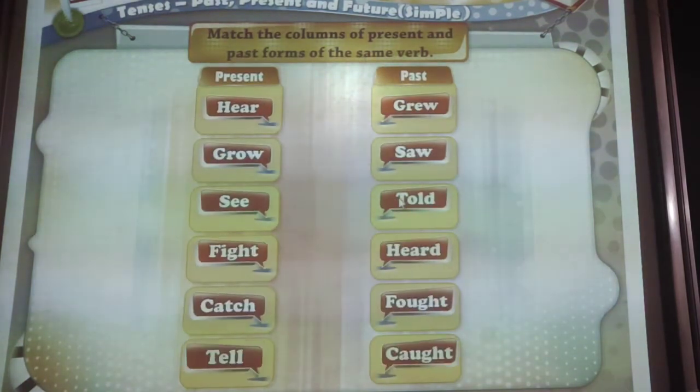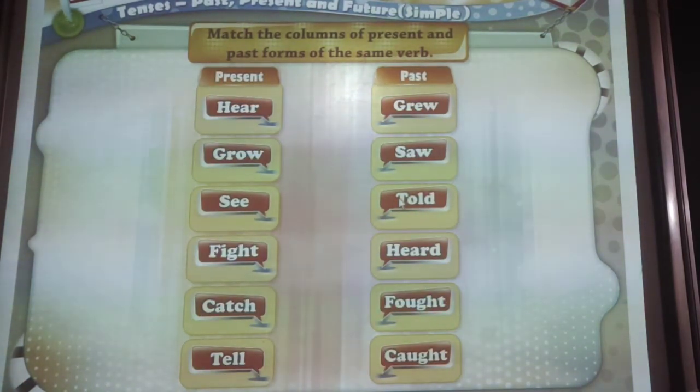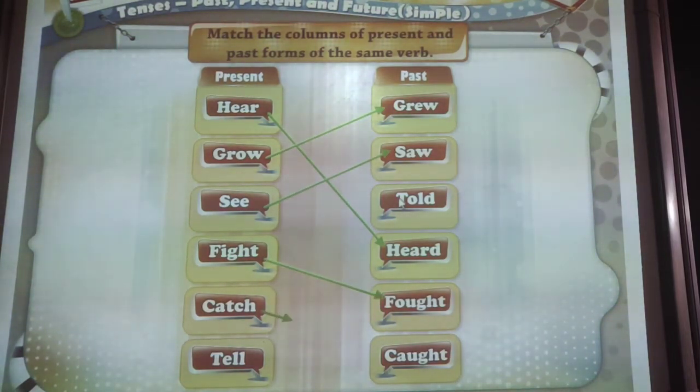Columns of present and past forms of the same verb. Hear, heard, grow, grew, see, saw, find, found, catch, caught, tell, told.